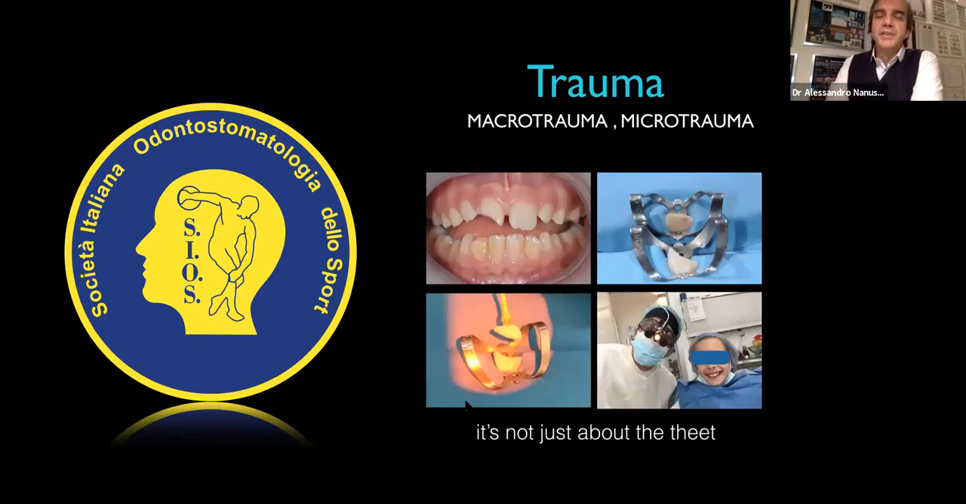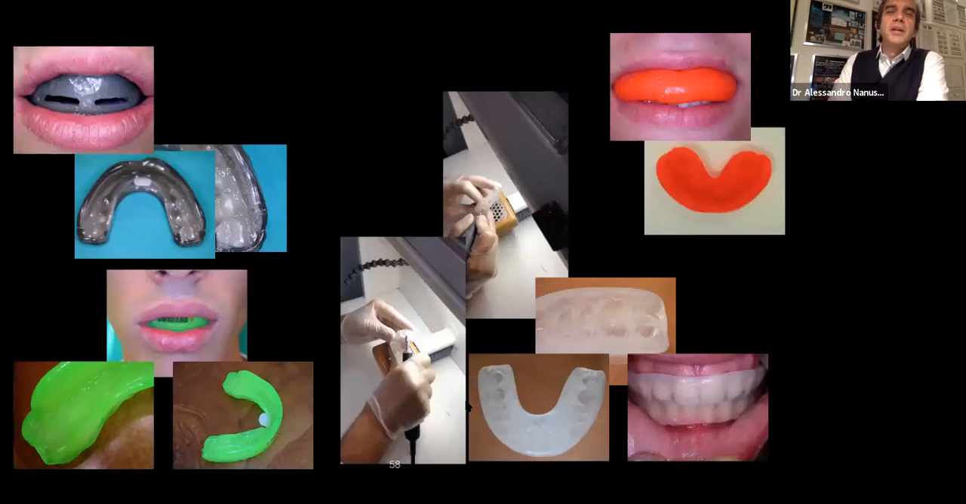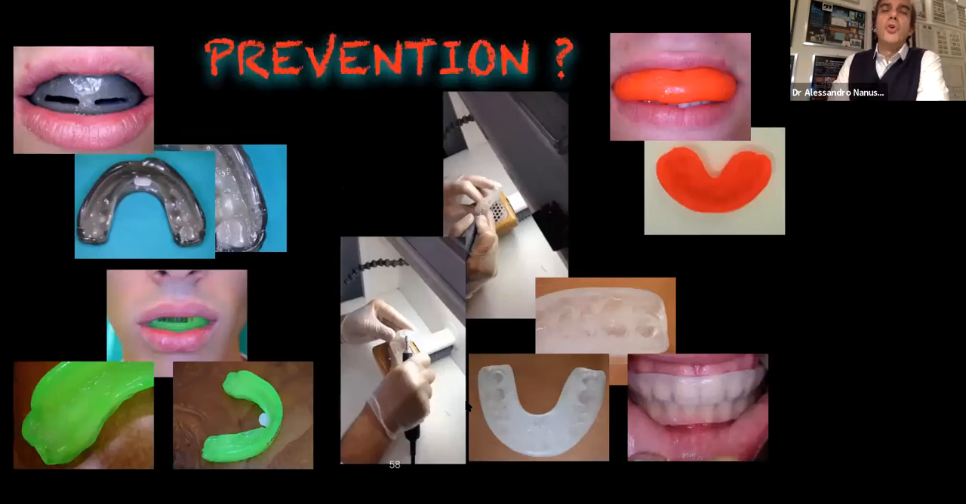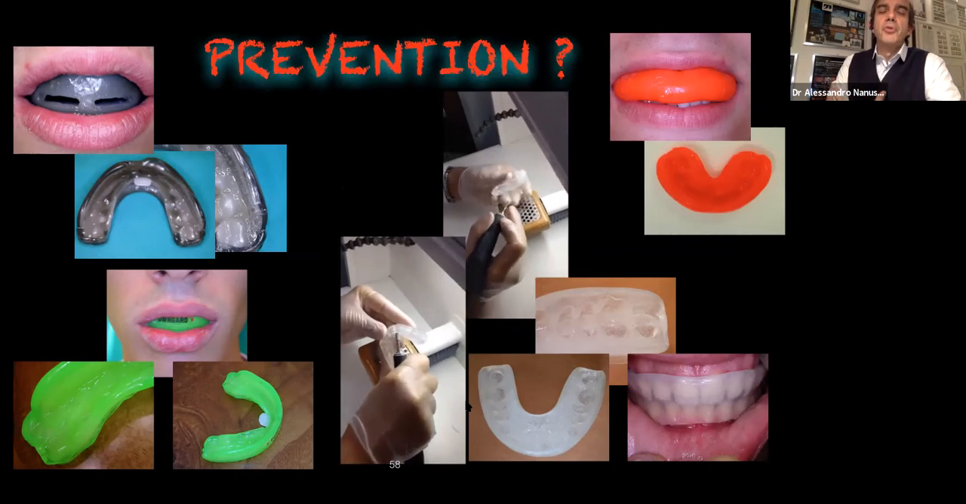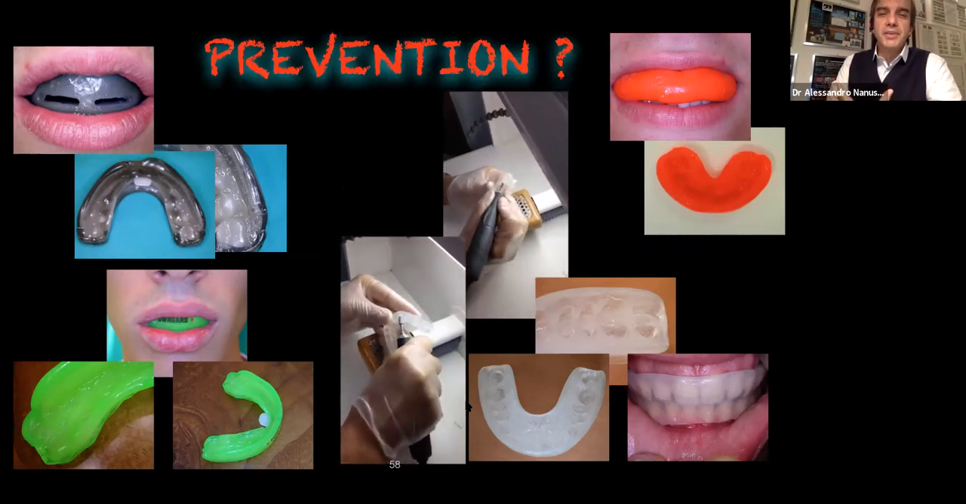What about traumas, microtraumas? For the Italian Society of Sport Dentistry this is an important topic. There is not just trauma of the teeth, as in this child. And you need a correct tool to protect and prevent traumas.